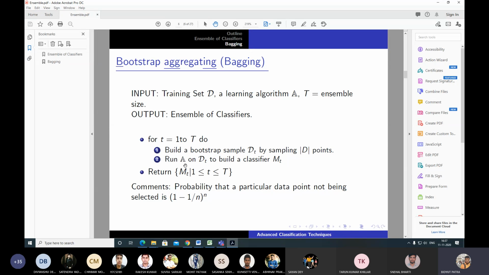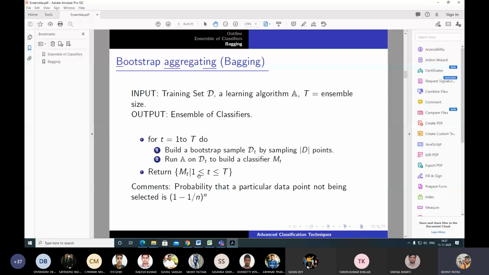Now you run A on D_t to build a classifier M_t. Please note that you should take a classifier whose accuracy is above 50%. If any classifier's accuracy is below 50%, you cannot take that classifier. Otherwise, you need to change the data set. So run A on D_t to build a classifier, and finally return the whole set of models.